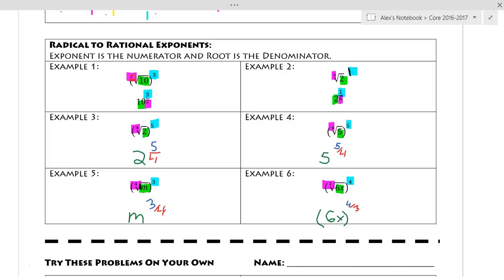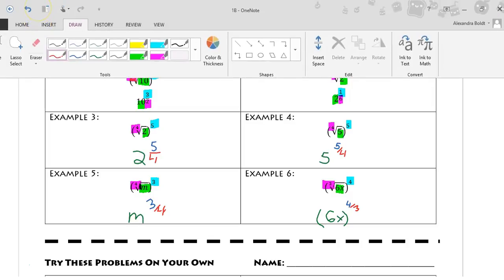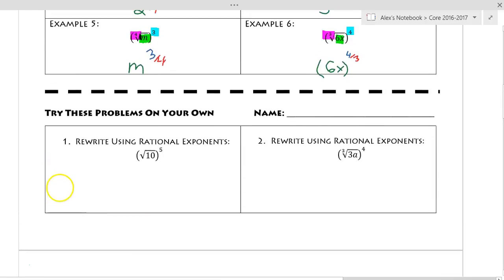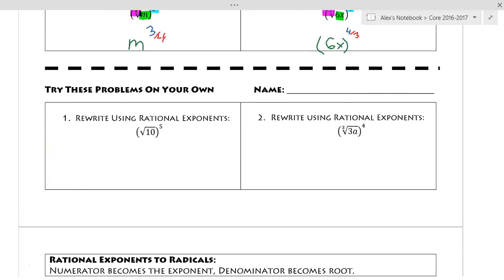Alright, go ahead and pause the video and try these next two problems on your own. We'll go over them tomorrow in class. When you're done, play the video. Continue to play the video so we can go on to the next section.